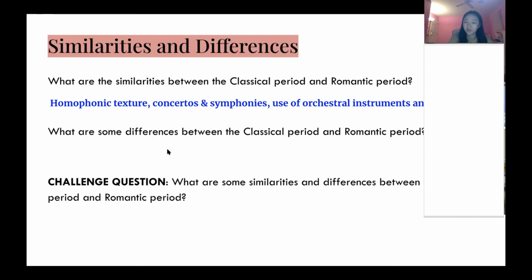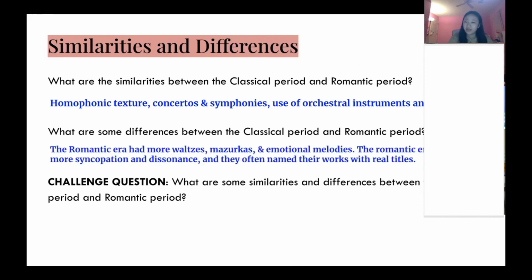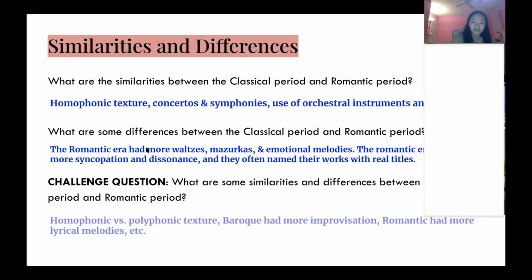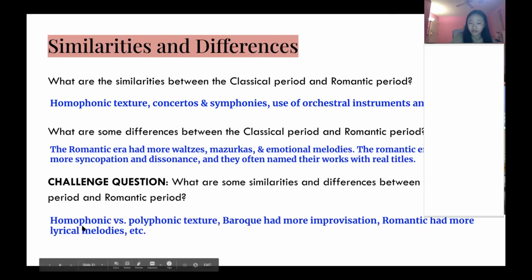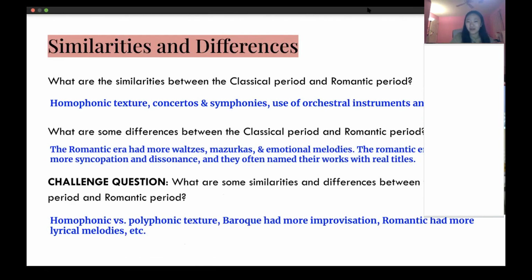Okay, and then the differences between those two. The Romantic era had more emotional melodies and these different forms like waltzes, mazurkas. And the Romantic era had more discord and syncopation, and remember, they often named their works with real titles. So these are the similarities and differences between the Baroque and Romantic period. We already talked about this texture. And if you guys remember from a long time ago, we learned that the Baroque era has more improvisation and less lyrical melodies than the Romantic era.